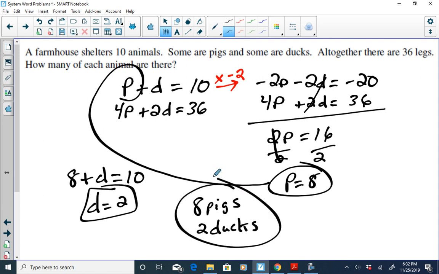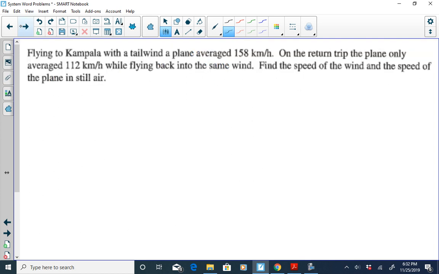Alright, next problem. Flying to Kampala with a tailwind, a plane averaged 158 kilometers an hour. On the return trip, the plane only averaged 112 kilometers per hour while flying back into the same wind. Find the speed of the wind and the speed of the plane in still air.